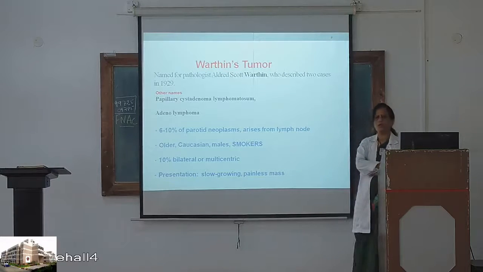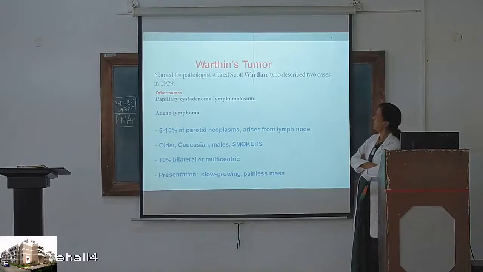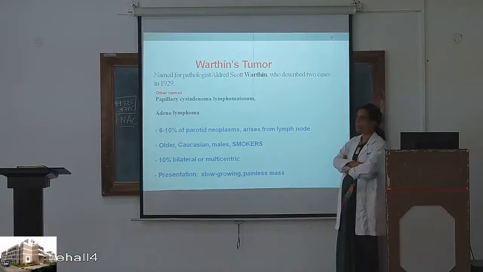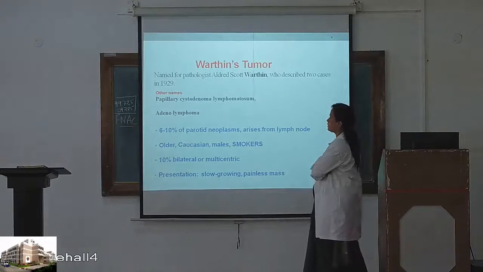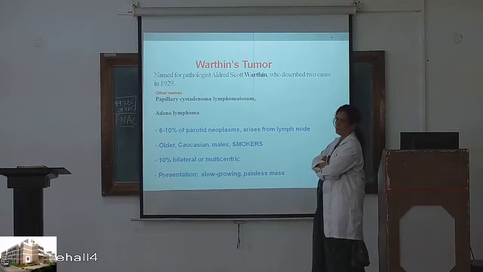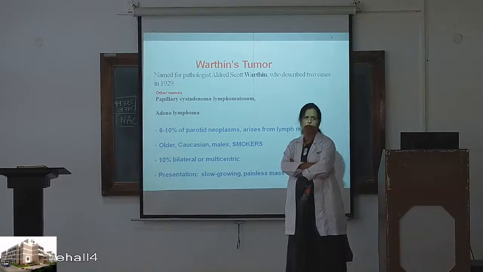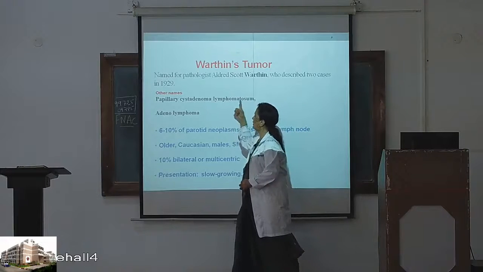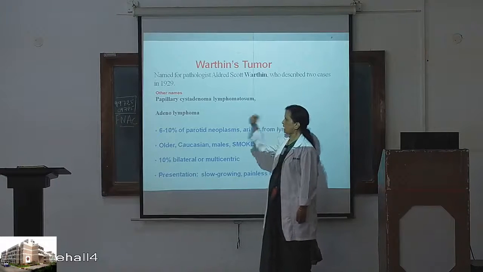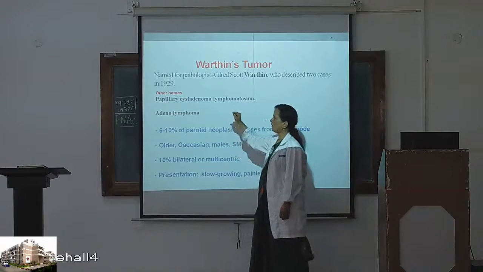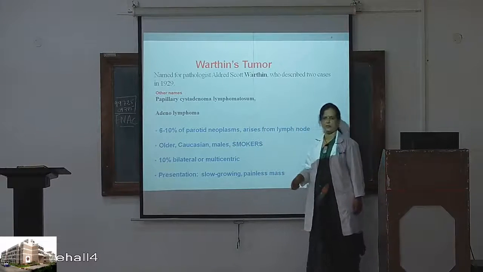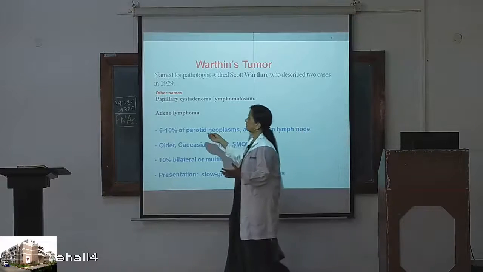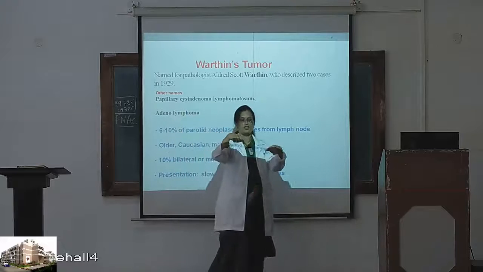So later, because Warthin discovered it and described it, they called it Warthin's tumor. It just goes by the name of the pathologist. So it has other names. Just remember the name, the name is so self-explanatory. It's called papillary cystadenoma lymphomatosum, and it's also called adenolymphoma. So if you look at this name, it's a descriptive name: papillary, because there are papillary projections in the tumor.